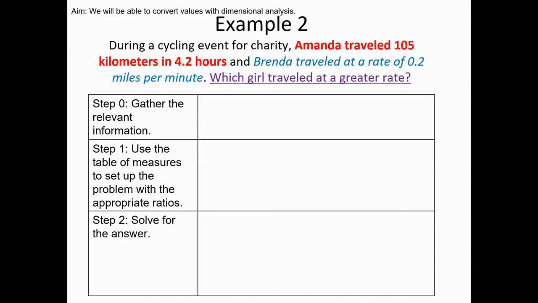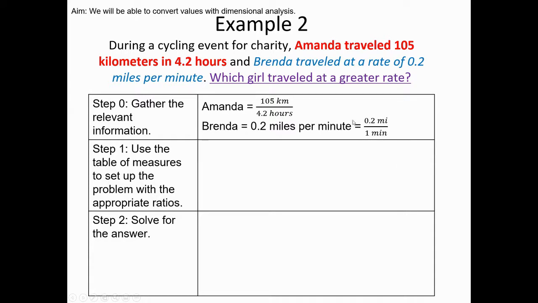Let's try to represent that, okay? So I know Amanda traveled 105 kilometers in 4.2 hours. It's a nice fraction right there. Meanwhile, Brenda traveled 0.2 miles per minute. Now here's the thing, guys. Miles per minute means 0.2 miles per 1 minute, or as a fraction, 0.2 miles over 1 minute.